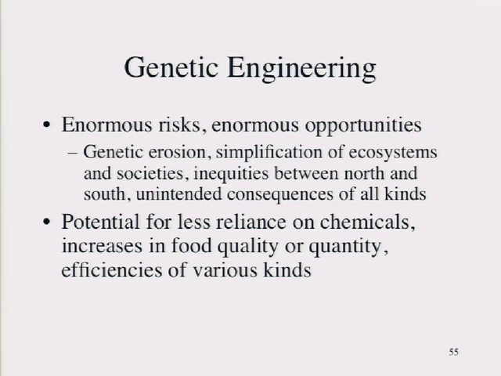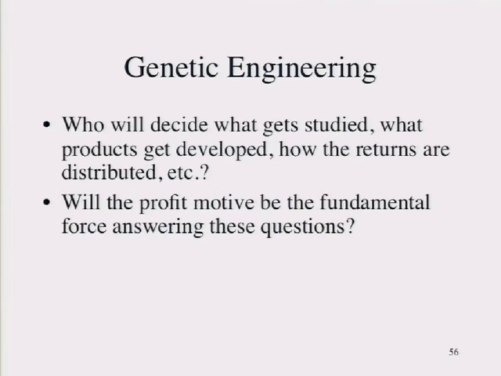There is a potential for less reliance on chemicals. There's a potential for increases in food quality or quantity, and there's a potential for efficiencies of various kinds. Kloppenberg is quite clear. This is how we should expect to increase agricultural productivity going forward. The question, he says, is who will decide what gets studied, what kinds of products get developed, and how the returns are distributed. In other words, the question is politics. He's quite unequivocal about this.